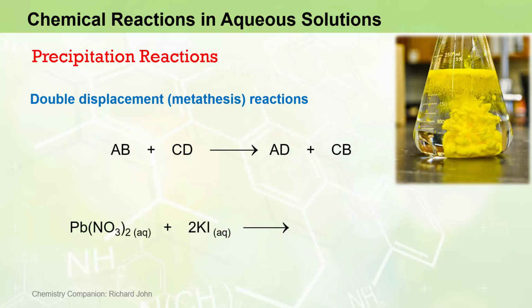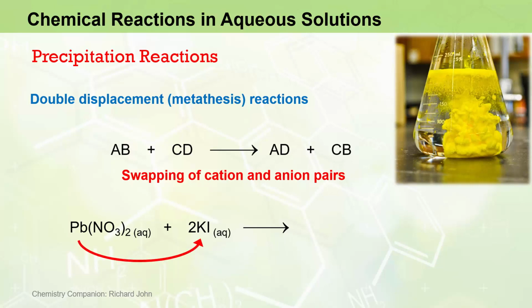The example shown in the picture at the top right is a precipitation reaction that takes place when a solution of lead-2 nitrate is mixed with, or reacts with, a solution of potassium iodide. In fact, what happens with precipitation reactions is a swapping of cation and anion pairs between ionic compounds in solution, with, in this case, the lead-2 ion displacing or swapping places with the potassium ion to form the lead-2 iodide compound, which is the yellow precipitate that is formed.